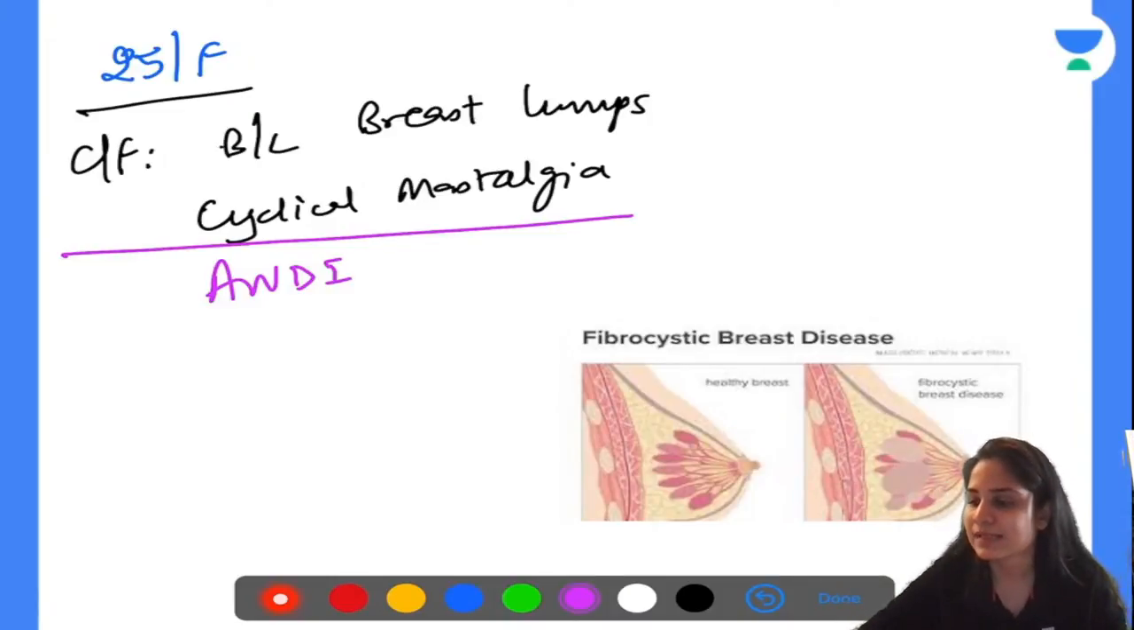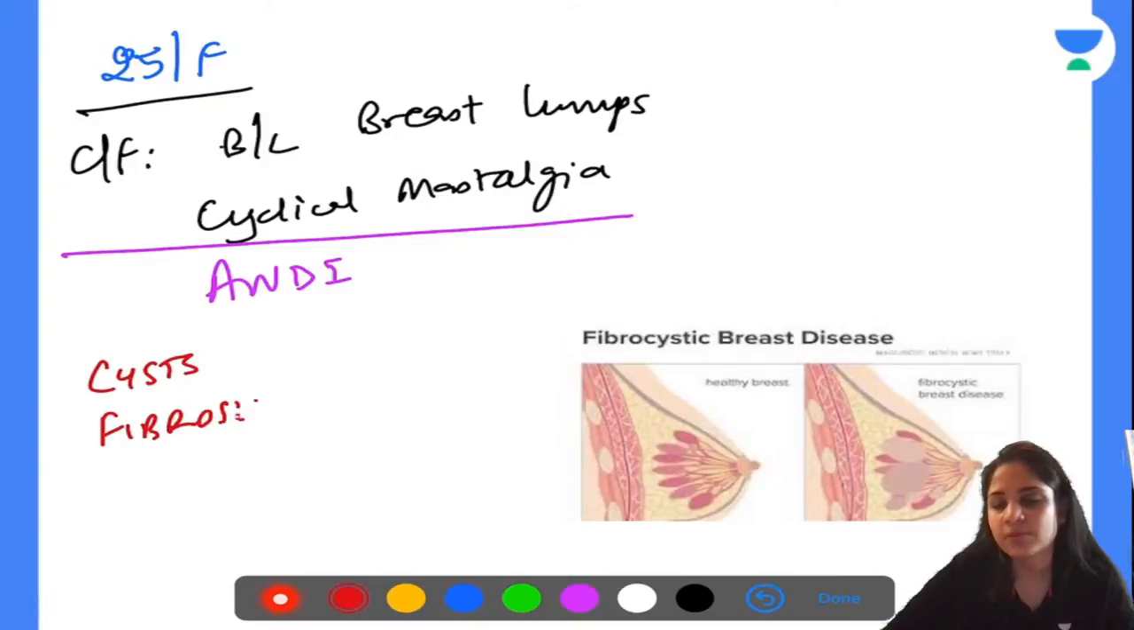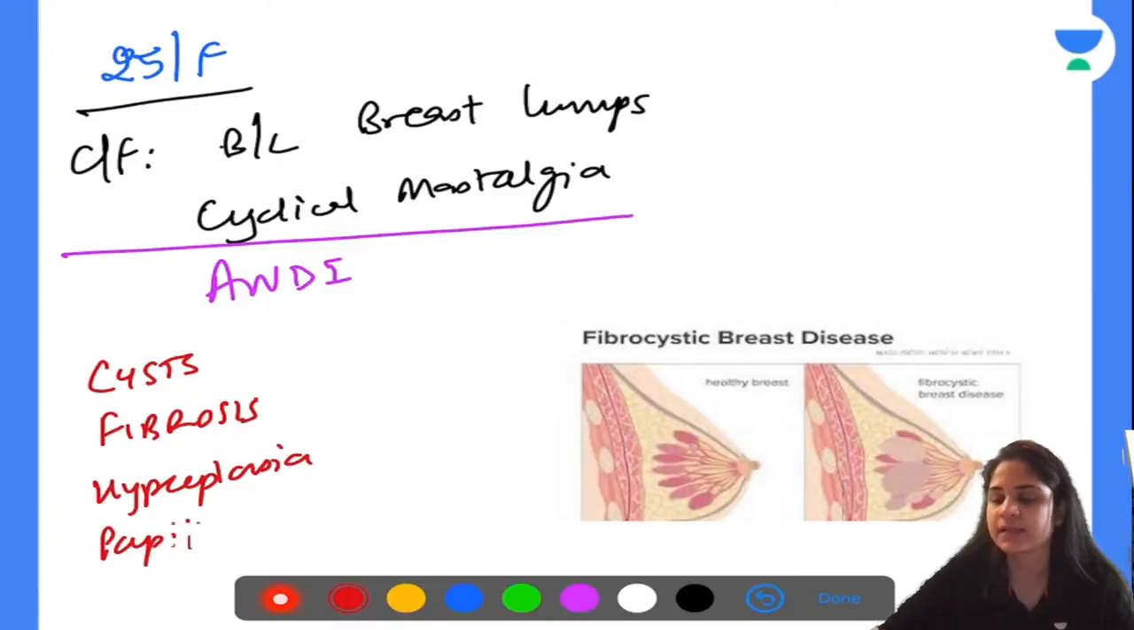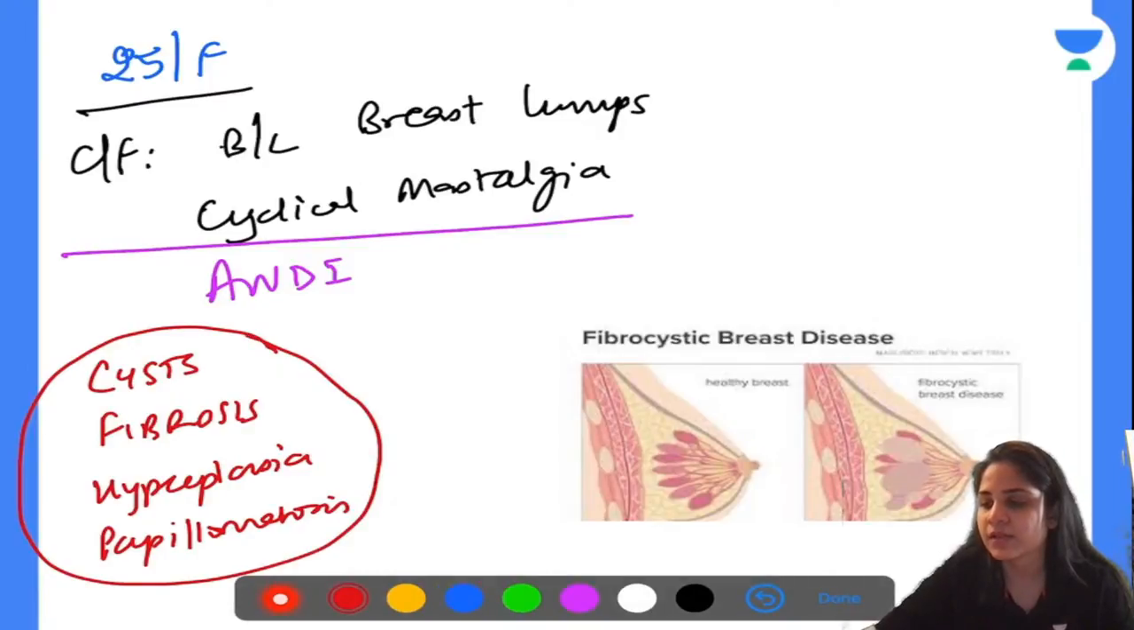Now what exactly is present in the breast in ANDI? So instead of normal breast tissue, you may be having cysts, or areas of fibrosis, or areas of hyperplasia, or areas of papillomatosis. Any of these things can be present in the breast instead of the normal breast tissue. And these symptoms of the patient will be aggravated more due to hormonal changes during the menstrual cycle.